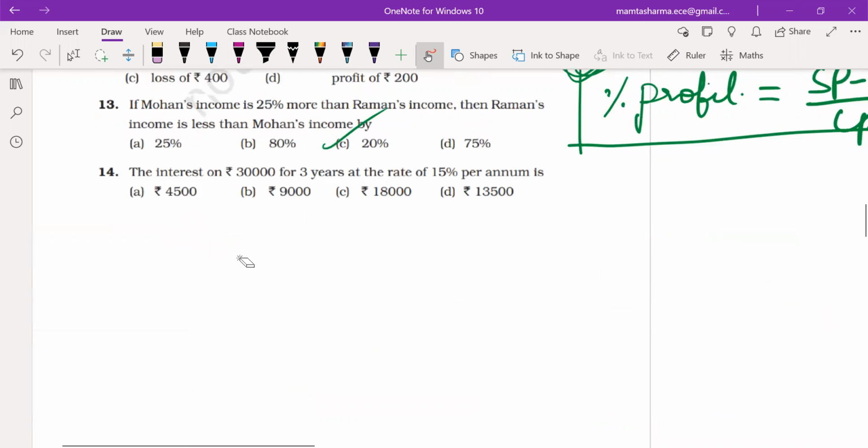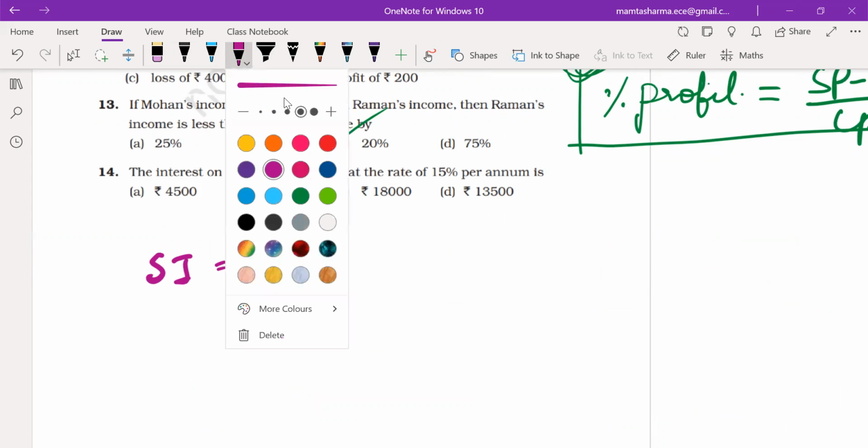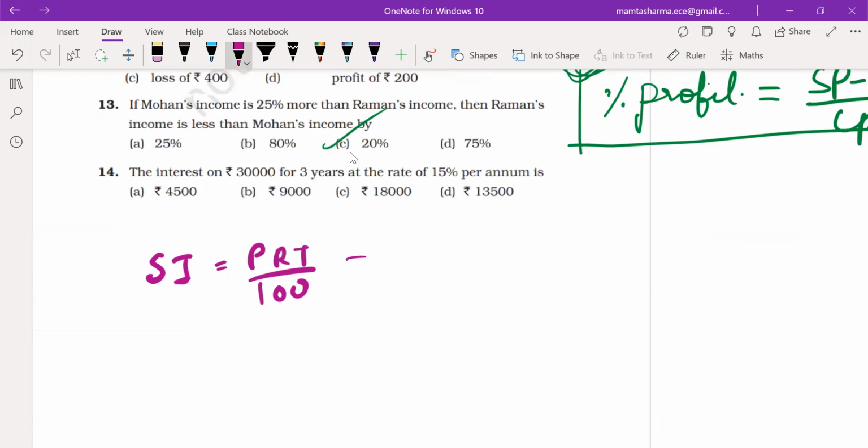PRT formula. So simple interest is SI is equal to PRT by 100. Yes. Is equals to, P is equals to 30,000 into 15 into 3, divided by 100. Yes.